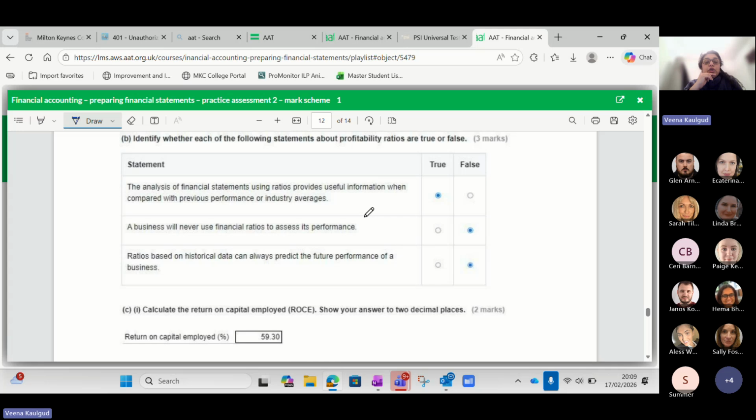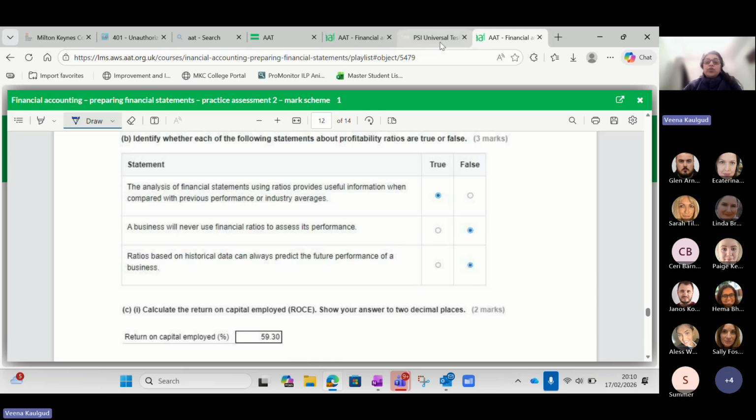Ratios based on historical data can always, again, the word "always" is the catchy word, predict the performance. No, "always" is not right. Sometimes, or most likely. If they use words like always, never, all, none, you should be very careful. Negative and definitive words need care. So that is also false.